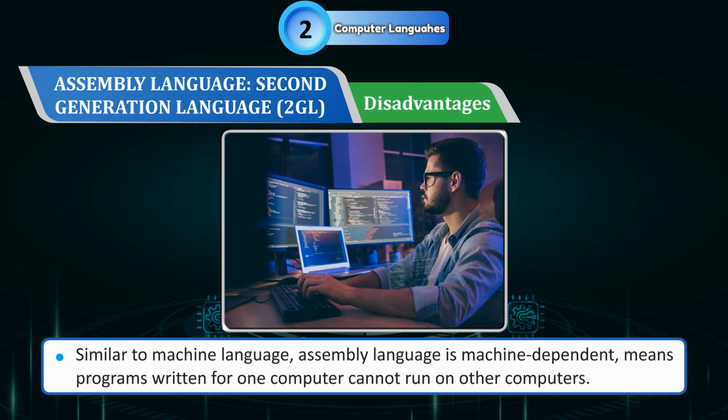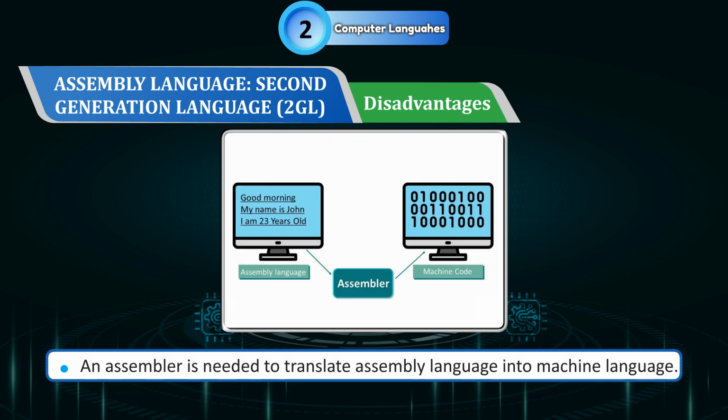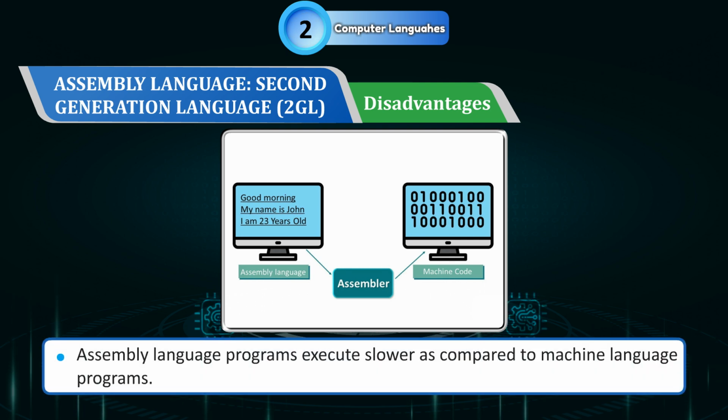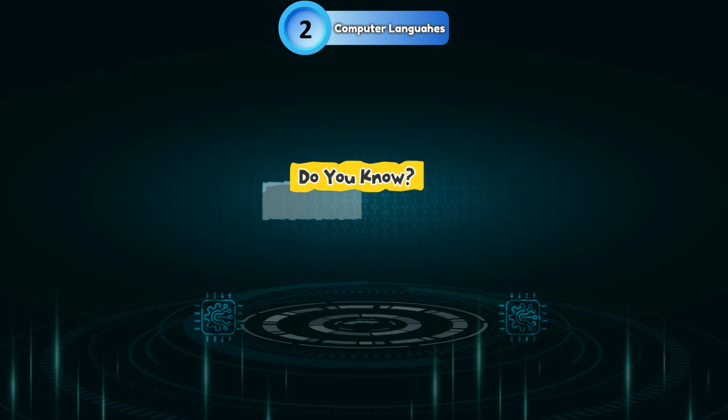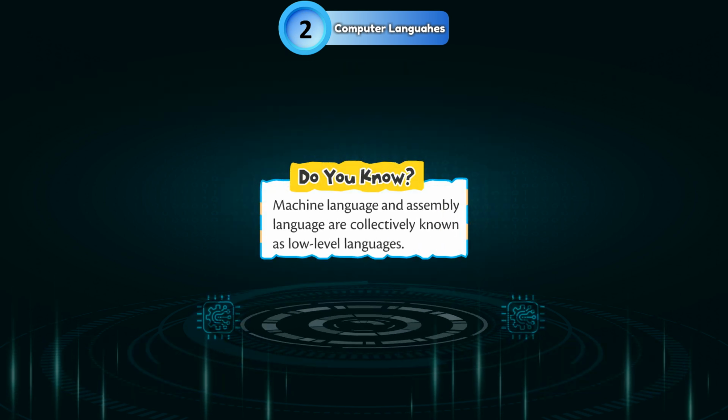Disadvantages. Similar to machine language, assembly language is machine dependent, meaning programs written for one computer cannot run on other computers. An assembler is needed to translate assembly language into machine language. Assembly language programs execute slower as compared to machine language programs. Do you know? Machine language and assembly language are collectively known as low-level languages.